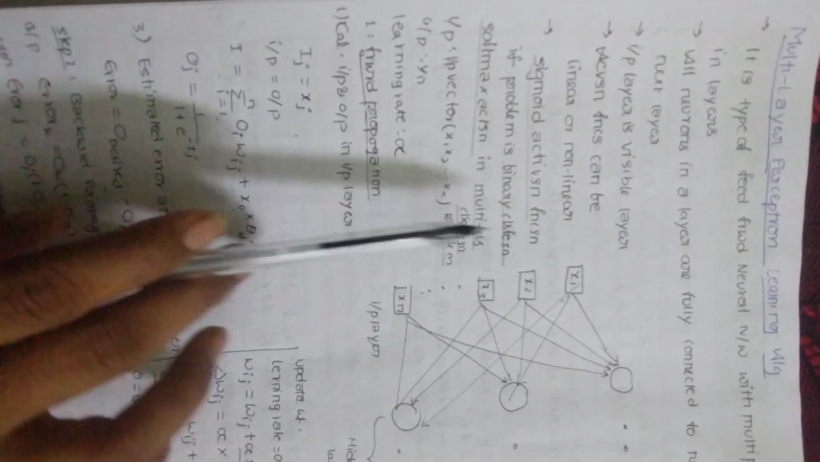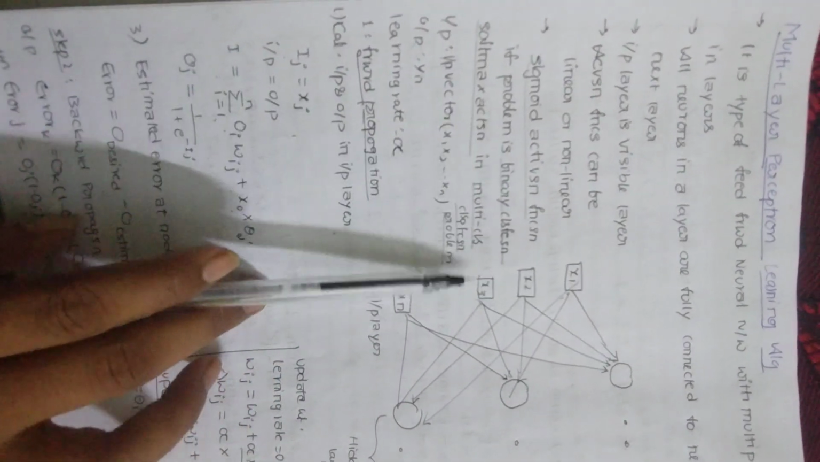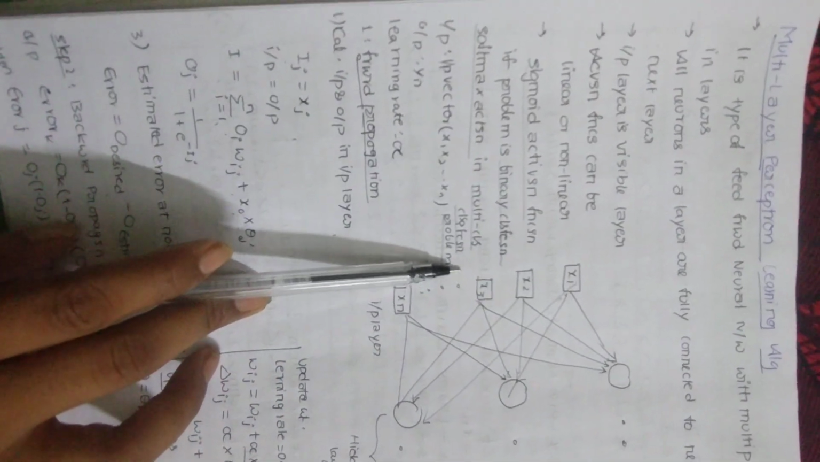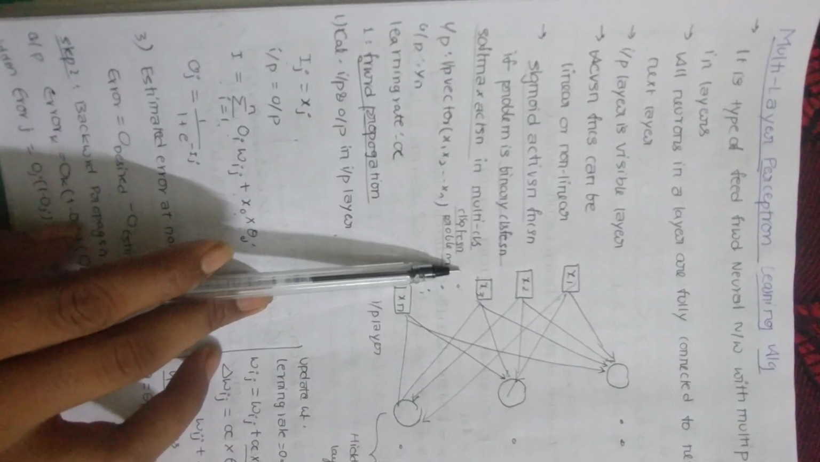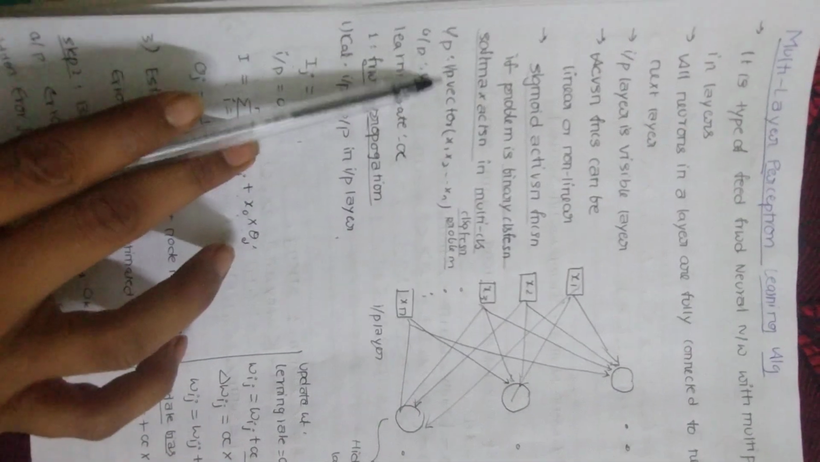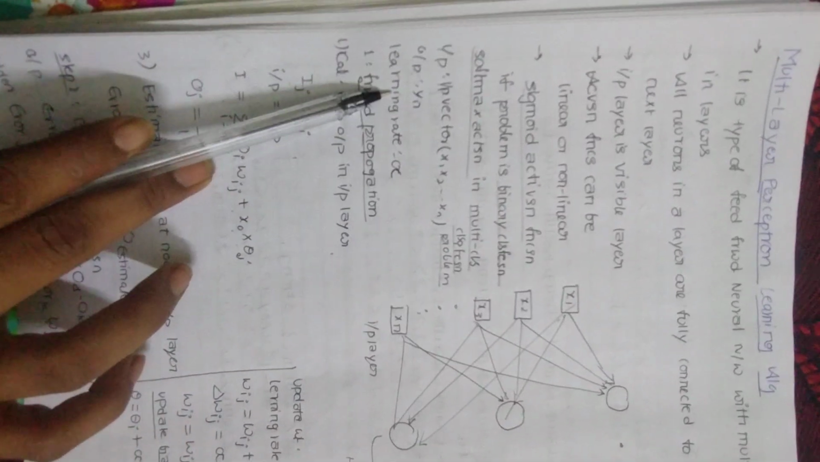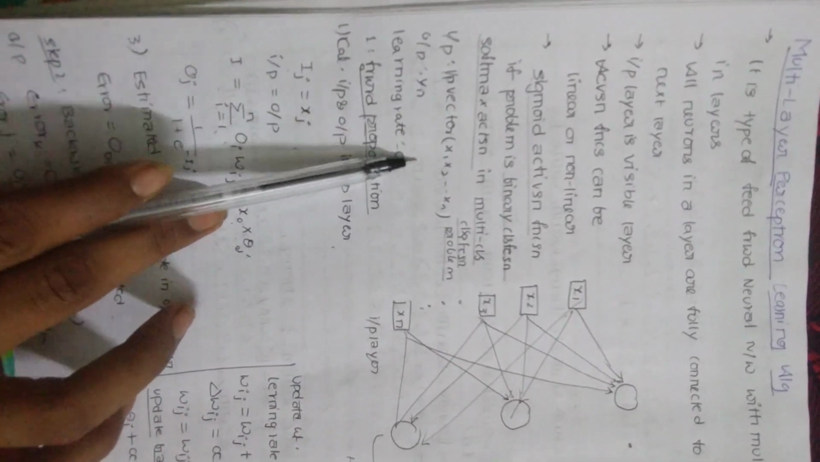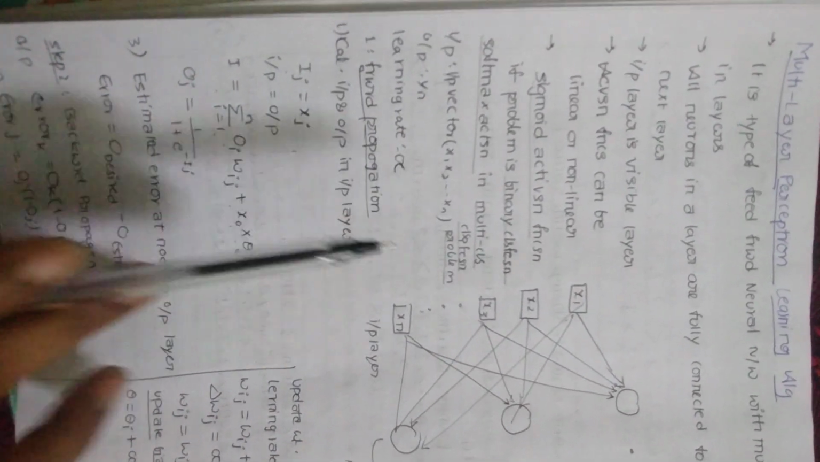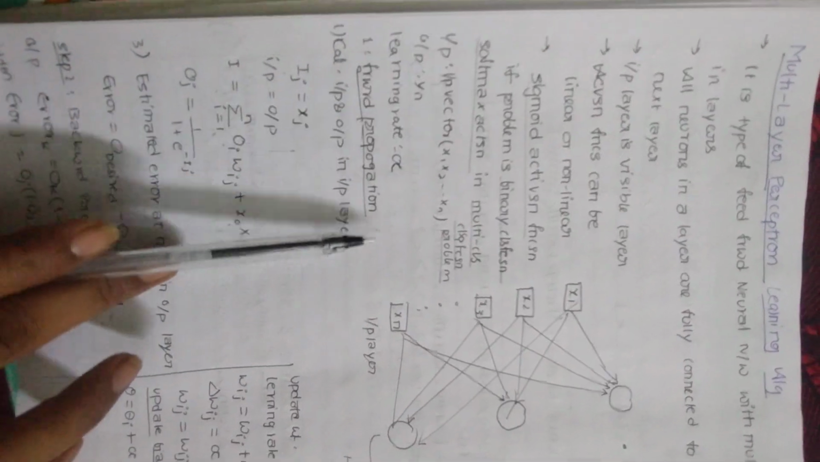We have to remember these activation functions: sigmoid for binary classification, softmax activation for multi-class. What are the inputs here? The input vectors are x1, x2 and so on up to xn. What is the output? The output is denoted by yn. The learning rate is alpha. The first step is forward propagation.